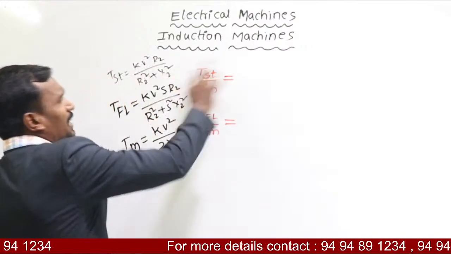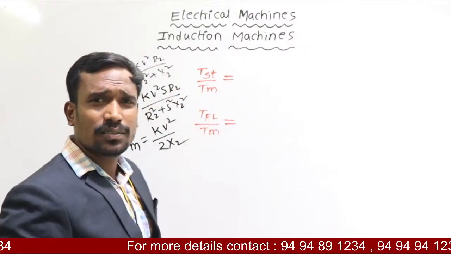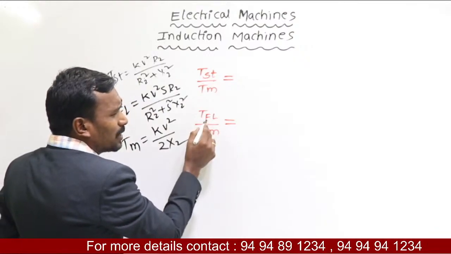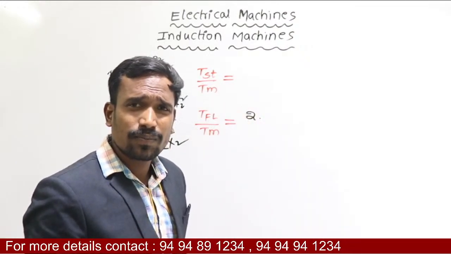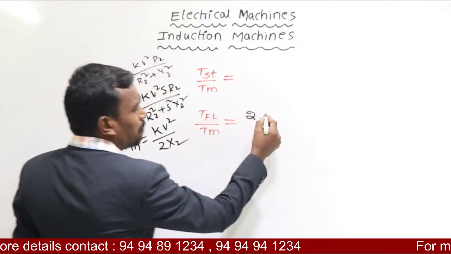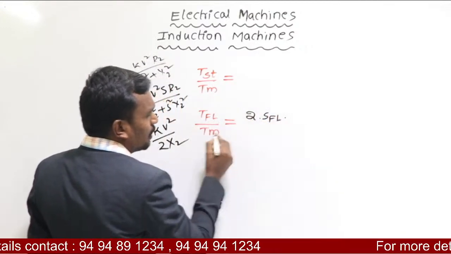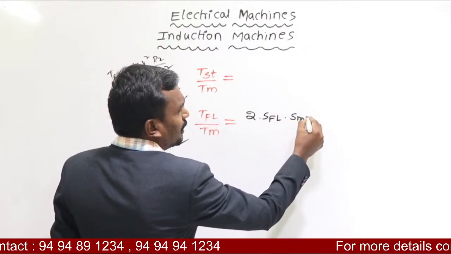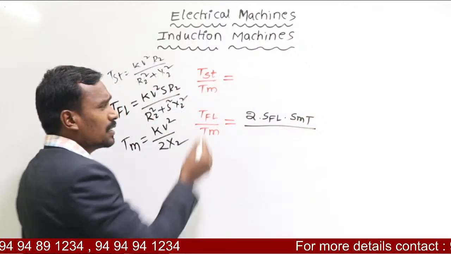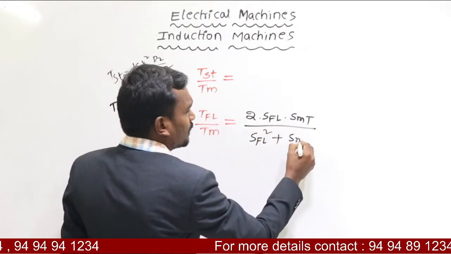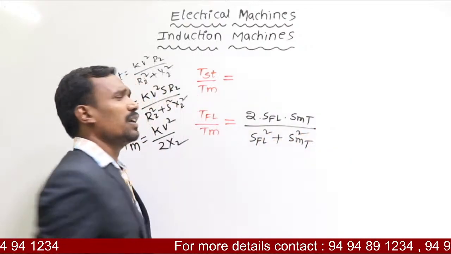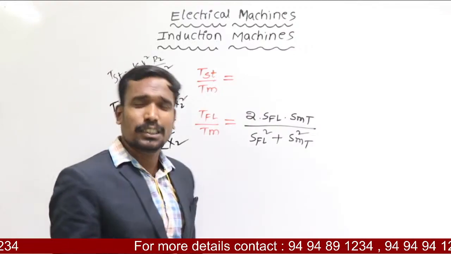Like that, take these ratios, then the full load torque to maximum torque ratio is 2 into slip at full load into slip at maximum torque by slip at full load square plus slip at maximum torque square. This is the formula for full load torque to the maximum torque.